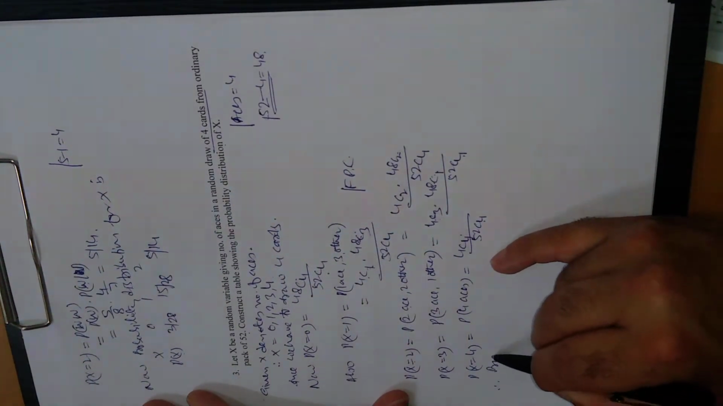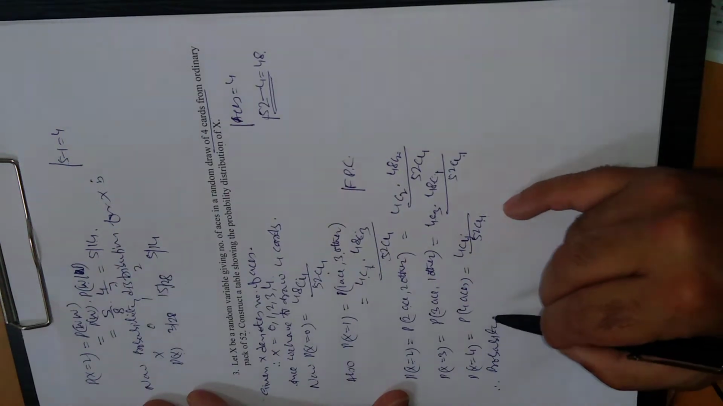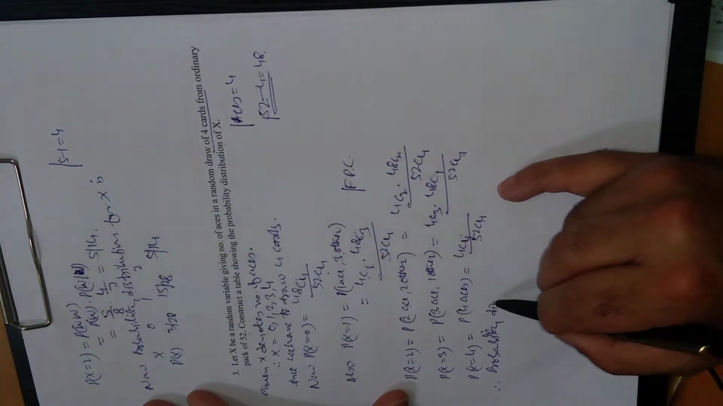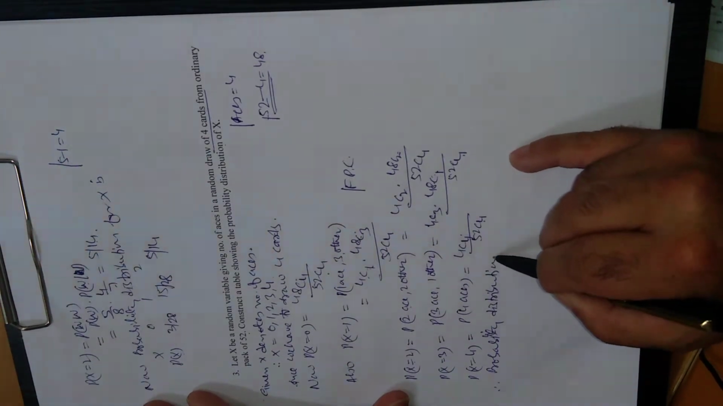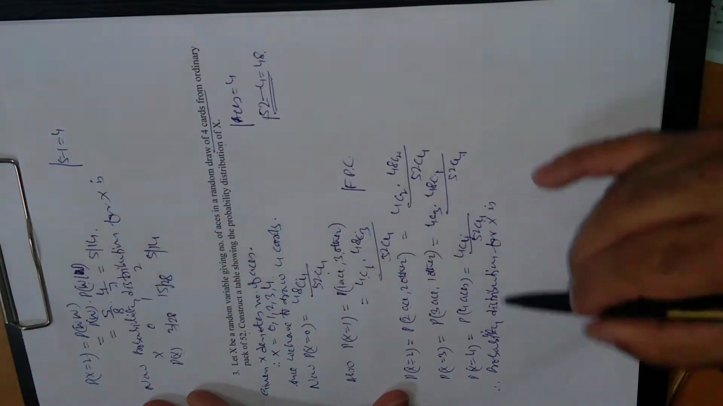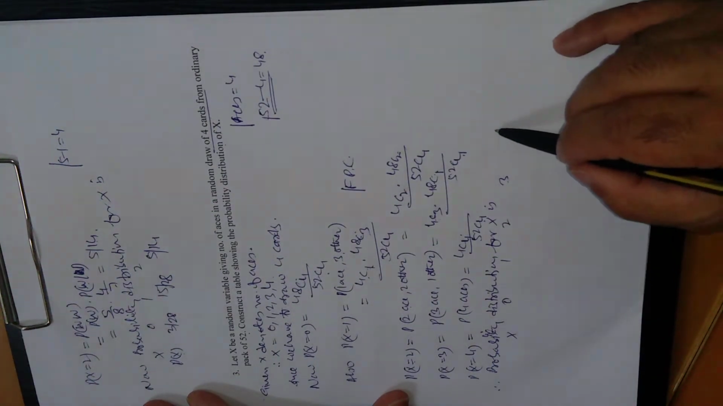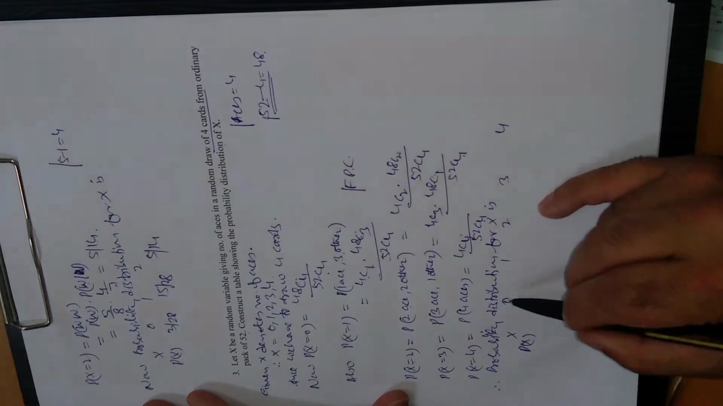Therefore the probability distribution for X is: X takes values 0, 1, 2, 3, 4, and P of X, substitute the values from here.